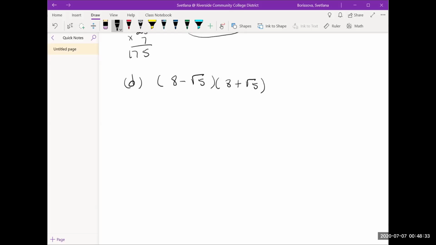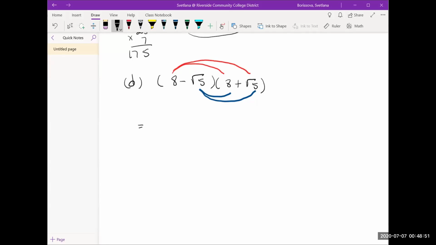So here's the last example. 8 minus square root of 5. Let's multiply it by 8 plus square root of 5, like that. So let's multiply those two. We already had similar problems. It's like two binomials, right? Two expressions we need to multiply. That's FOILing, or following this order: 8 times both numbers from the second expression, and then negative square root of 5 times both numbers.